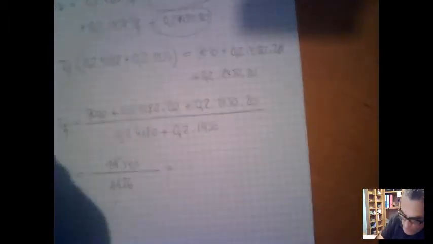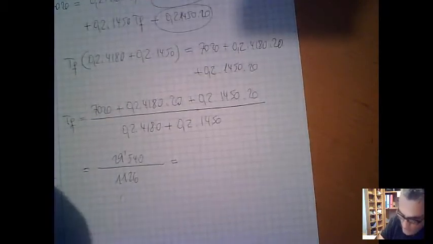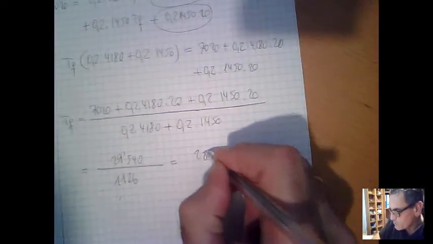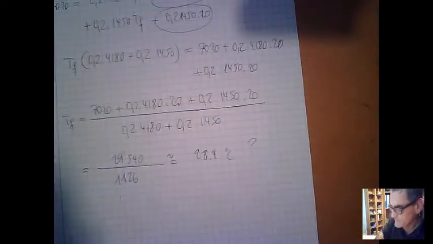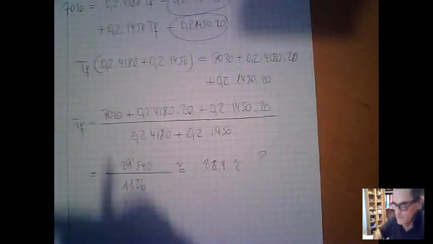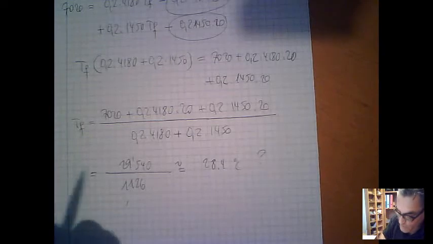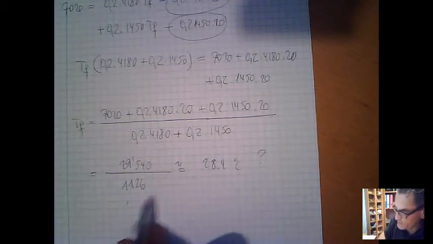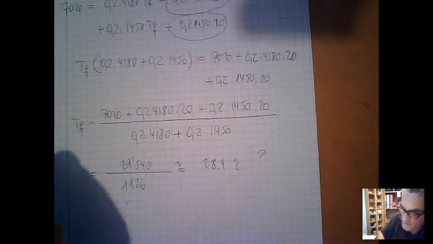And now if I do 29,540 minus 1,126, I get 28.4. Where am I doing minus? I did that. It was to see whether you are awake. 0.2 times 4,180 equals 836. I did minus. No, plus. Wait.